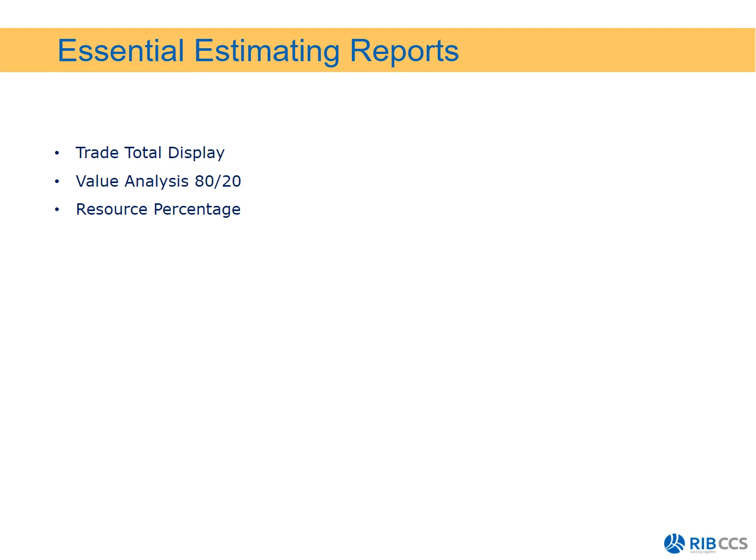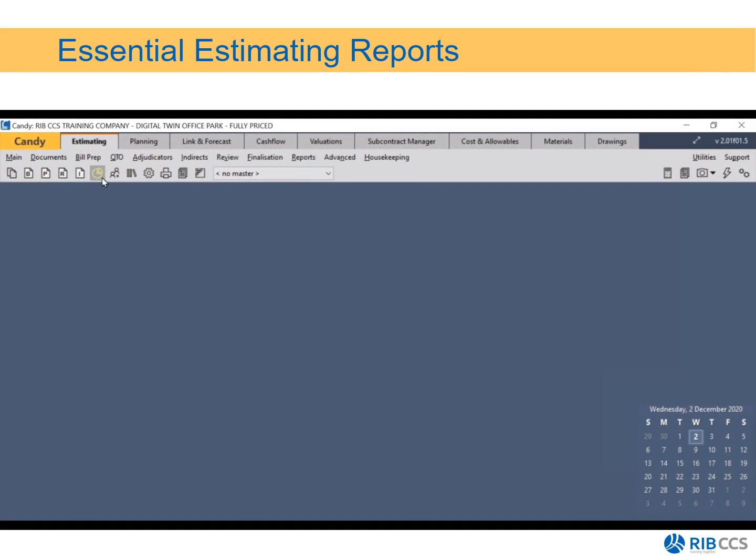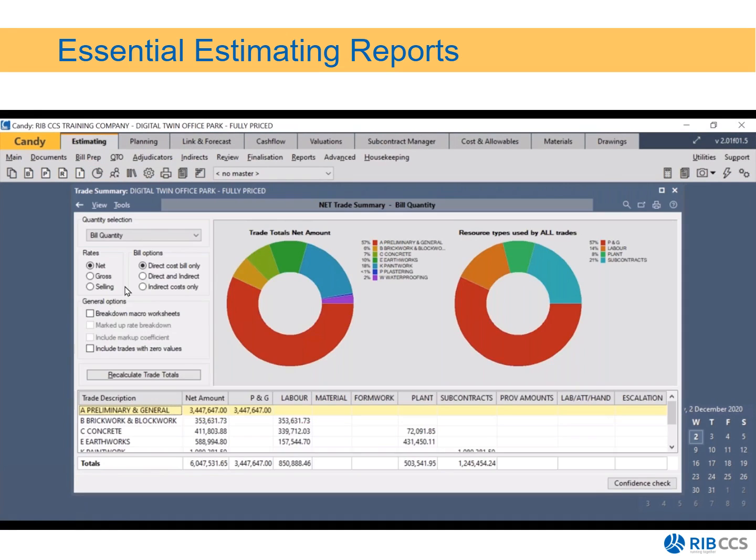These are essential estimating reports. The first report is your trade total display. I'm going to take you through your value analysis 80-20, and then lastly your resource percentage. Trade total display is found here. It looks like a pie chart. When you open this up, based on your bill quantity and your net rate, you can see the value.